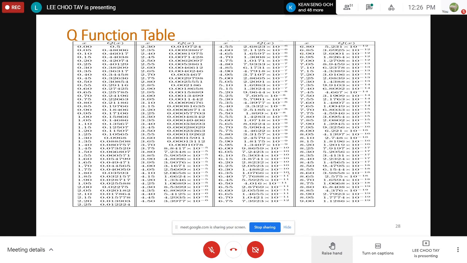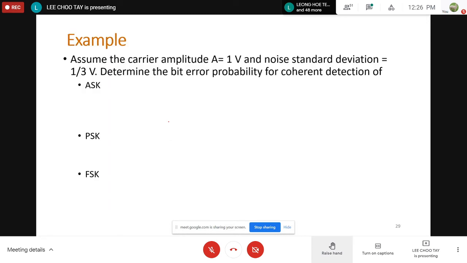This slide shows you an example of a Q function table. You will also get this in your appendix; I put this as Appendix A. You need to refer to this table whenever you need to compute the probability of error given the x value. If you know A over sigma, then you can easily find Q of X from this table. We'll learn how to make use of this table in the example here.